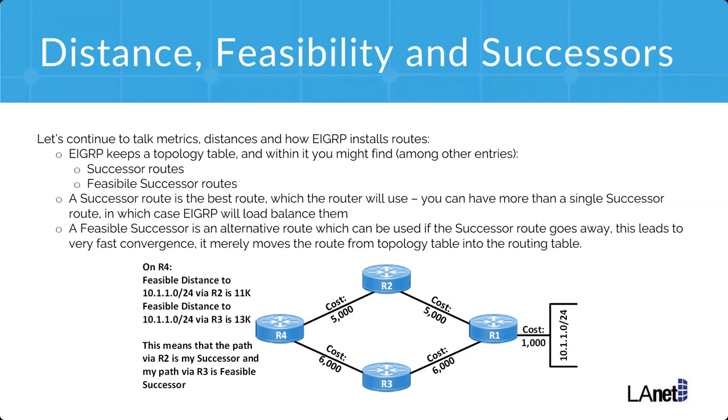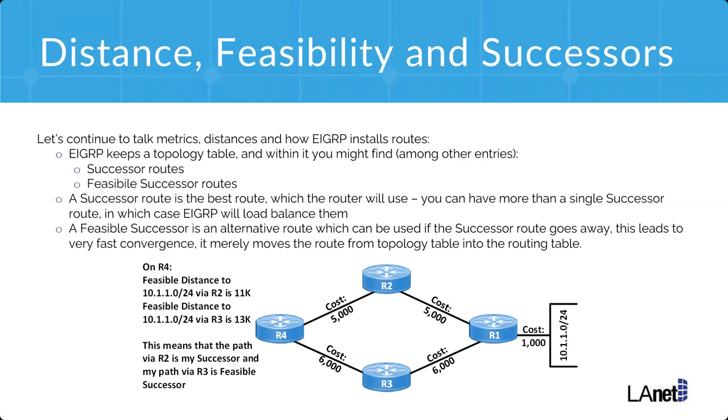A feasible successor is basically an alternative route. It's not the best route, but it's, let's call it, a good enough route to keep in the topology table. I will not use it. There's a way around this. We're going to get to the caveats in a few slides. But by default, I will not use a feasible successor. However, if the successor route goes away, I can just install the feasible successor right away, which again leads to that very fast convergence, right? It's instantaneous. We're talking probably in the microseconds, maybe as fast as a millisecond, but really it's so quick. It really comes down to how quickly you detect the successor route going away.